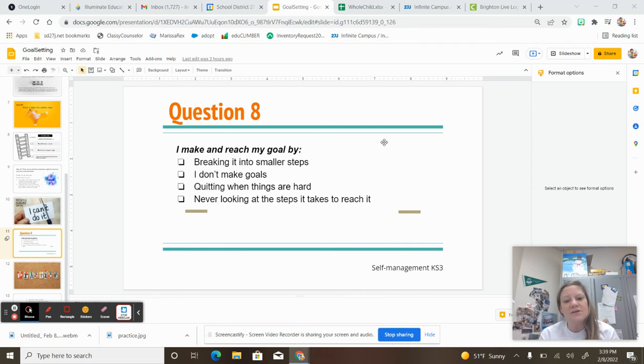And then the fourth answer, never looking at the steps it takes to reach it. Well, after today's lesson, I hope you know that's not true. We have to break it down into smaller steps and look at it. So again, I make and reach my goal by breaking it into smaller steps.